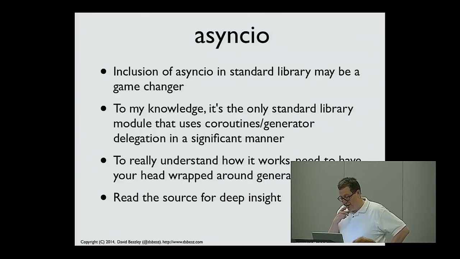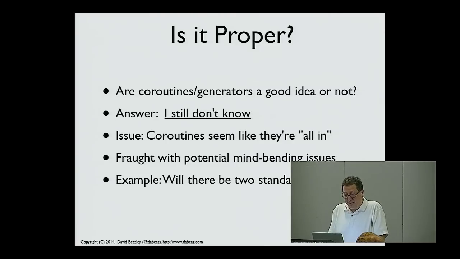The thing that I find interesting about it is, at least to my knowledge, it's the only standard library module that uses this coroutine yield from stuff in any significant way. Maybe there's some other library out there that's using it, but the fact that this is in the standard library is a really interesting development. And I think if you read the source for that, there's some really interesting programming techniques going on in that. I'm still kind of on the fence whether any of this is a good idea or not.